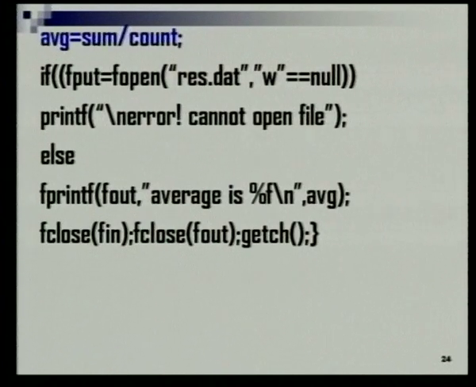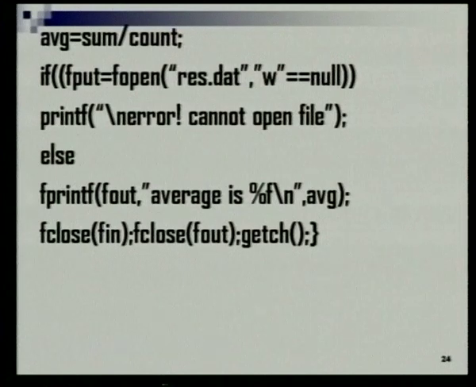You have to store the data back into another file. So, fout = fopen, you are opening the file for writing. So, fopen("res.dat"), this is another file, the destination file. For write mode, you are checking whether it is NULL or not.